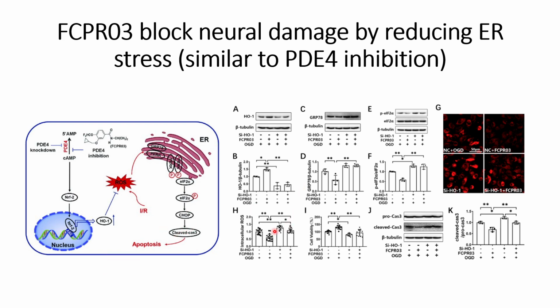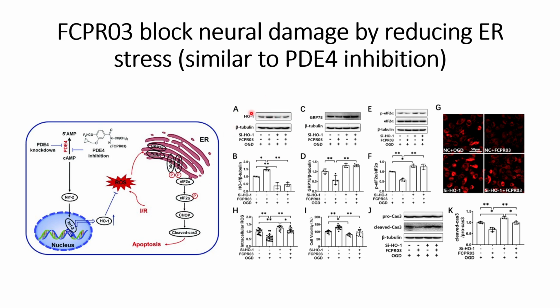So in this panel, the researchers have done an experiment where they inhibit hemooxygenase 1 in the FCPR03 treated cells, so that the ROS will not be neutralized and we will be able to see the apoptosis. This is another approach to check whether FCPR03 works by reducing the ER stress or not.